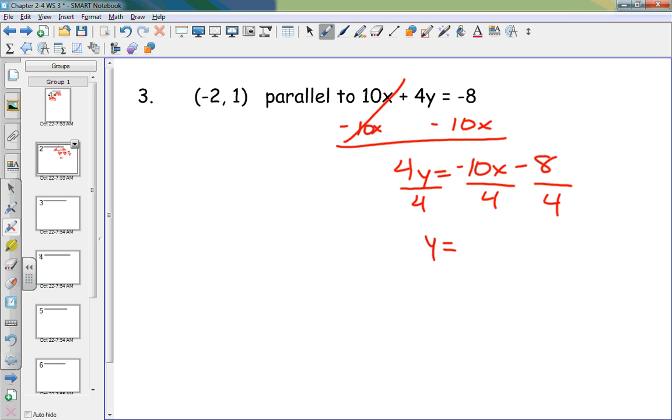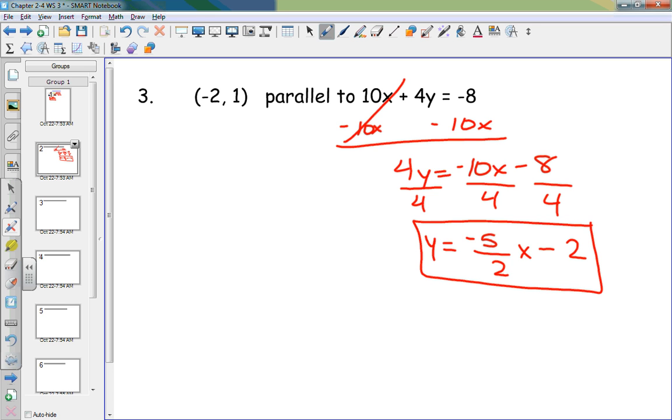So y is equal to, can I reduce negative 10 over 4? What is that? Yeah, they're both even. Negative 10 divided by 2 is negative 5. 4 divided by 2 is 2. Minus 2. So there's my equation. Now what do I want out of that equation? Your slope, and your slope is going to be negative 5 over 2.